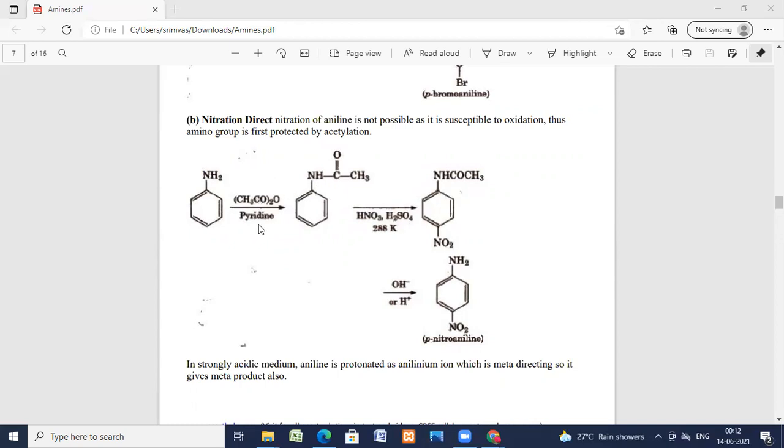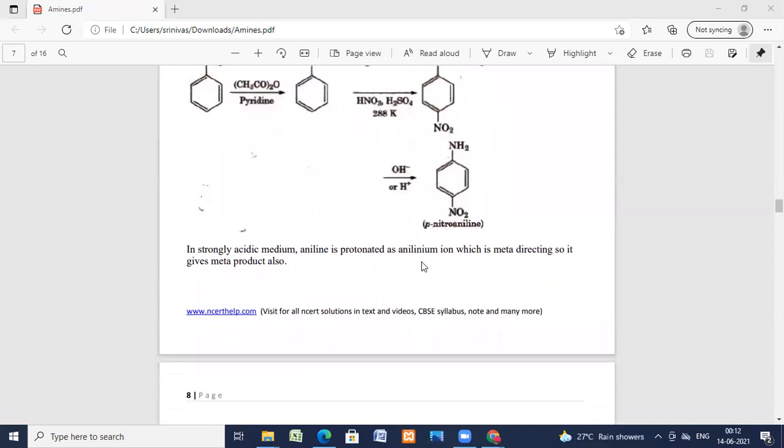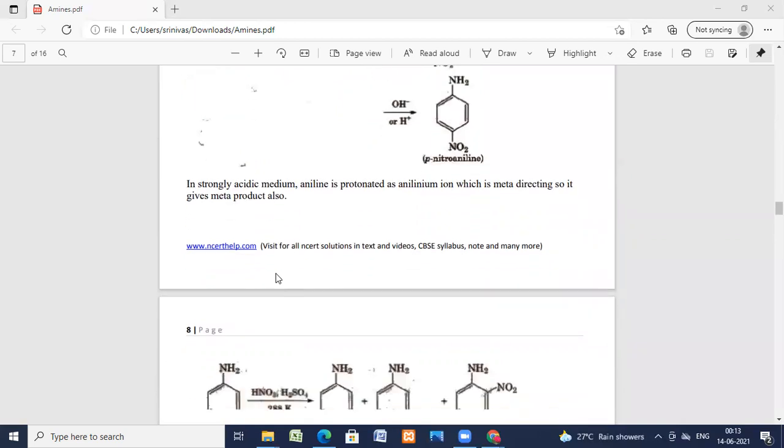So again with acetic anhydride and pyridine, the NH2 group is protected with the acetyl group and then we have to do the nitration, HNO3, H2SO4. So you get, at low temperature, the nitro group substitution at the para position and thereby we relieve the protected group. The acetyl group is relieved by reacting with OH and H plus ion. In strong acidic medium, aniline is protonated as the anilinium ion, which is meta-directing. So it gives meta products only.